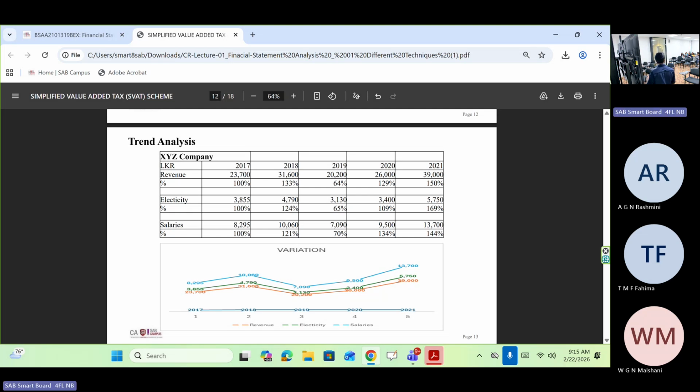Revenue, electricity, and salaries. According to the revenue, electricity and salaries may have a positive relationship with the revenue. That is our expectation. Accordingly, we are analyzing, so we can see that trend. Sometimes there may not be that trend. You can understand that if there's a deviation.